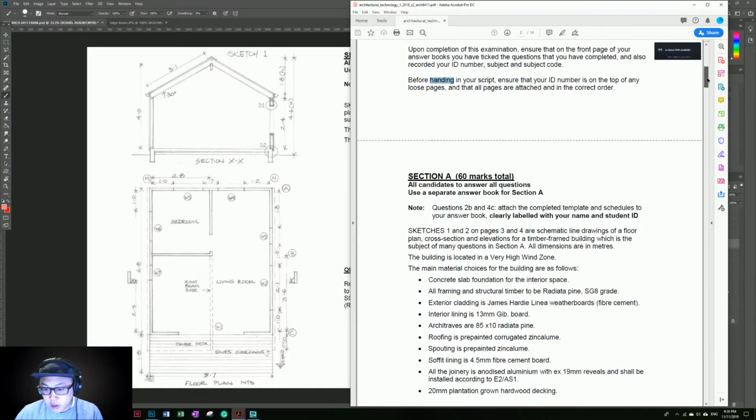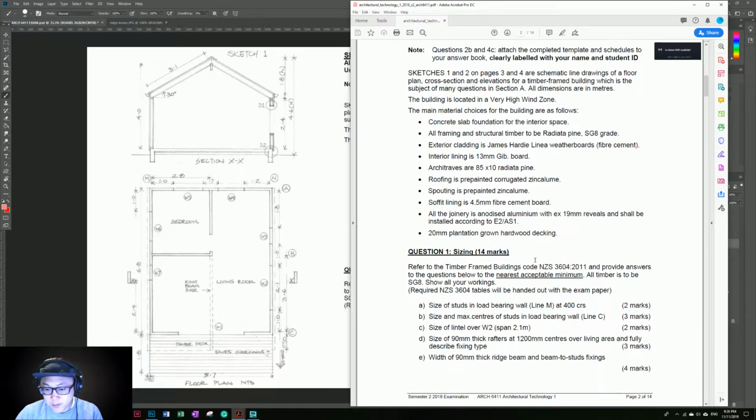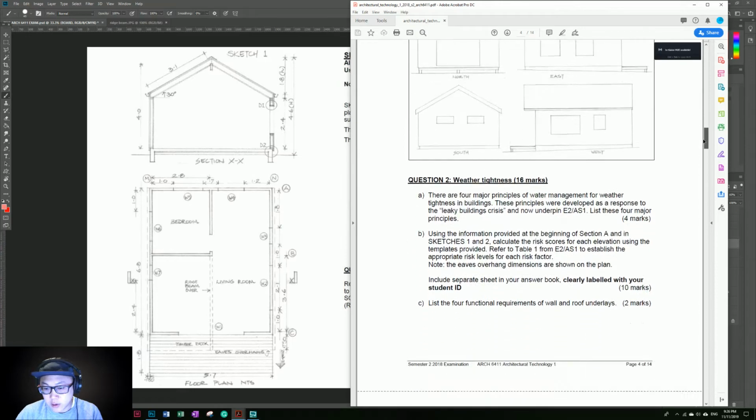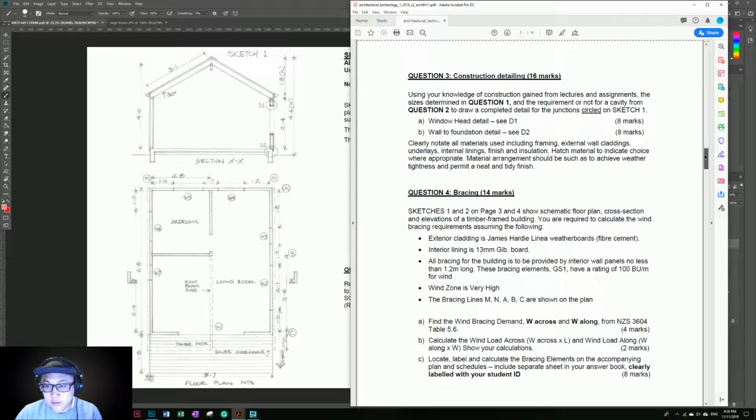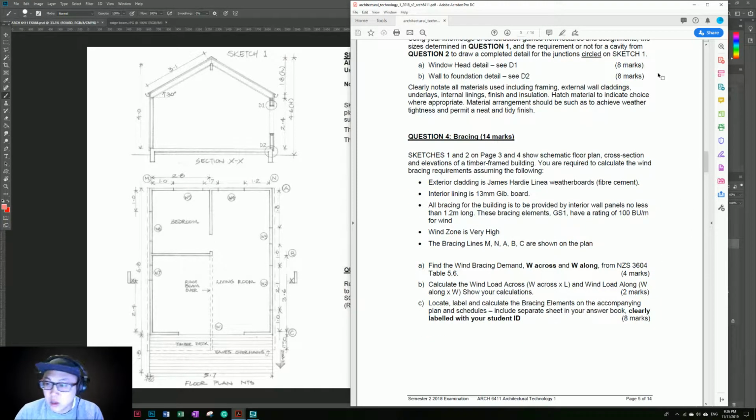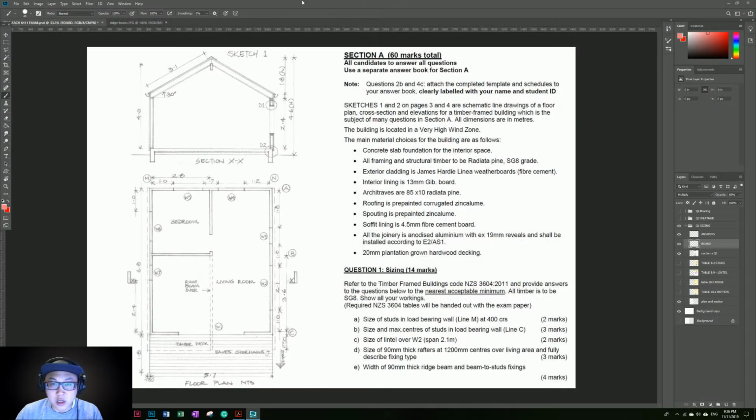So in this review I'll go over section A, question 1, all about the sizings, and then I'll go through question 2, but just the B part, so about the risk matrix. And finally I'll go over question 4 about the bracing. So I'm just going to quickly jump back into Photoshop and then we can start.